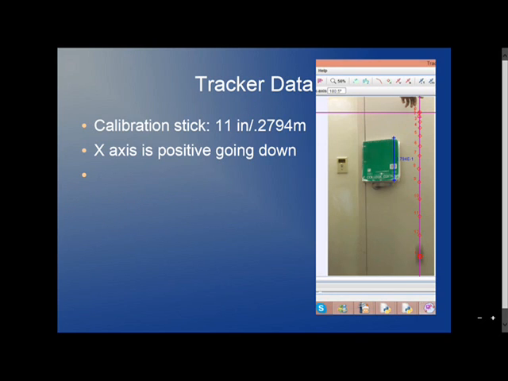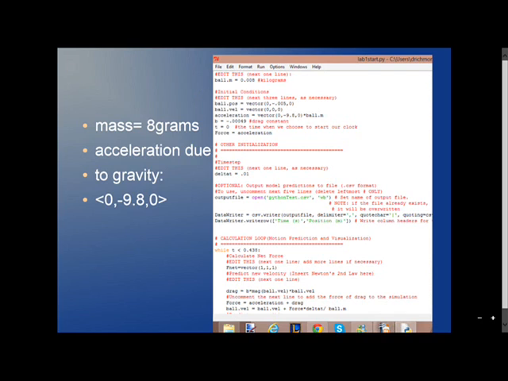I entered my data into Tracker after dropping a container of bay leaves. I used a notebook as a calibration because I know that notebook is exactly 0.2794 meters. I set the x-axis to be positive in the down direction, so I rotated the axes by 90 degrees to the right.